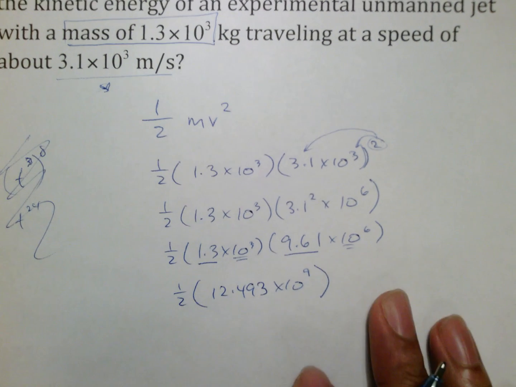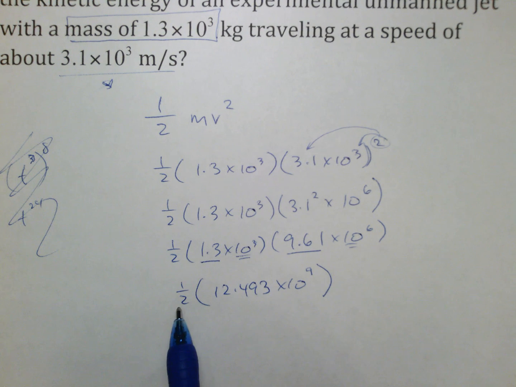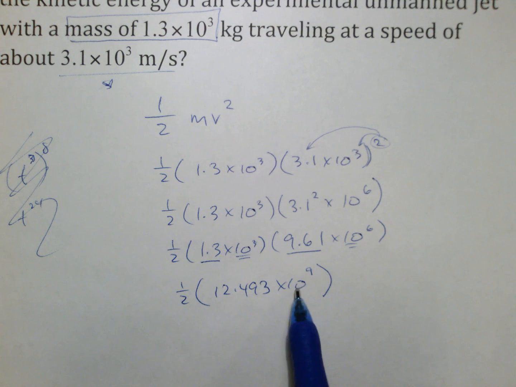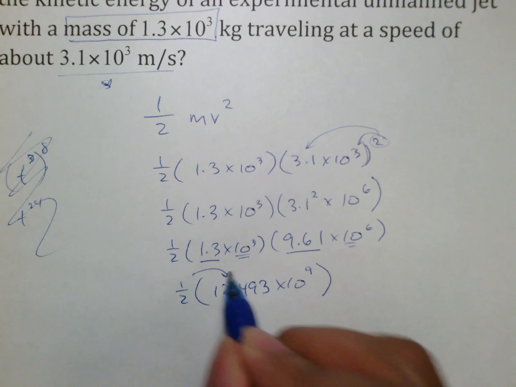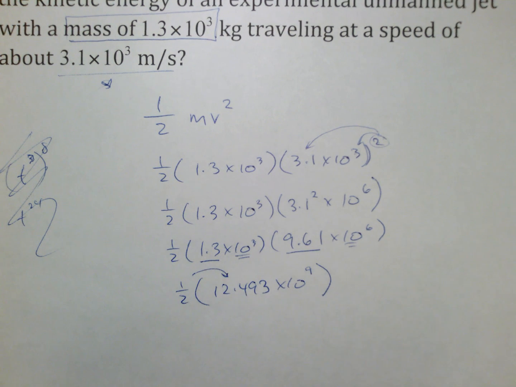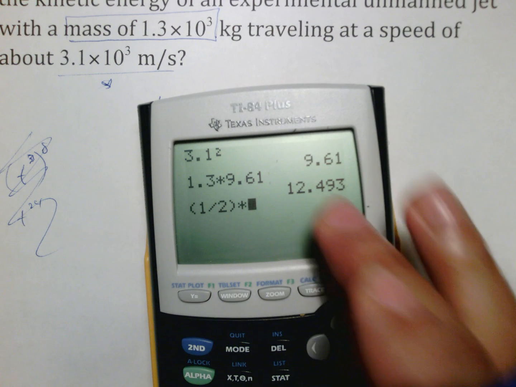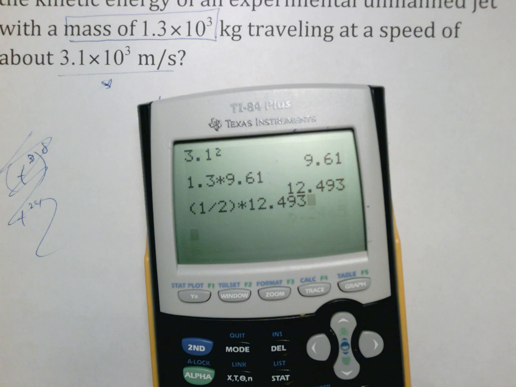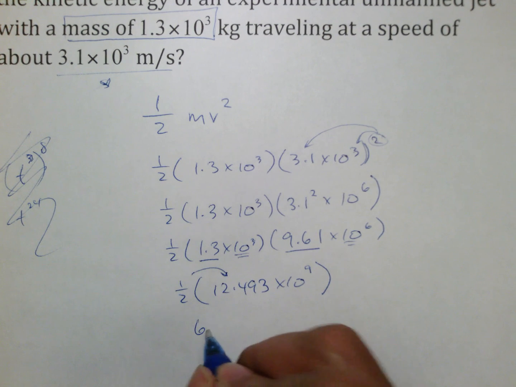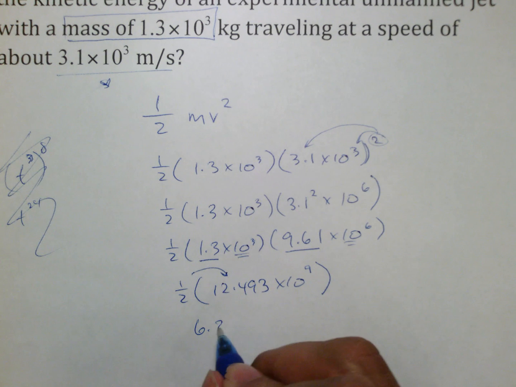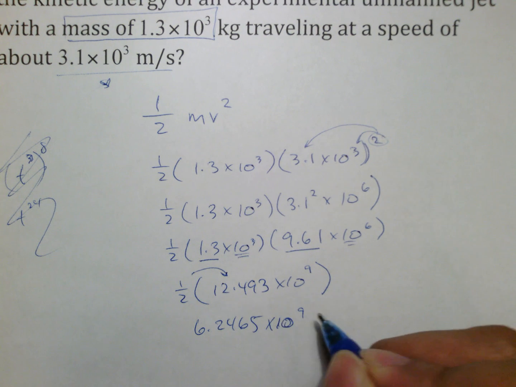And the last thing we do, 1/2 does not distribute to everything. 1/2 only distributes to the number. If you keep in mind, this is really not a number, this is 10 to the 9th, so that doesn't get touched. 1/2 only touches the actual number value. So you're going to do 1/2 times 12.493, which gives me 6.24265, again, times 10 to the 9th.